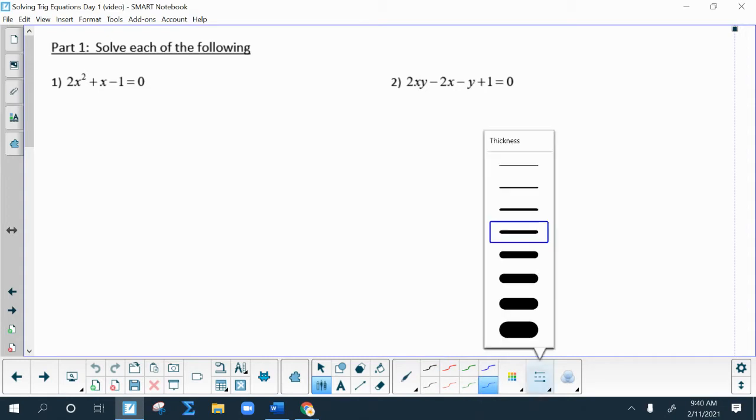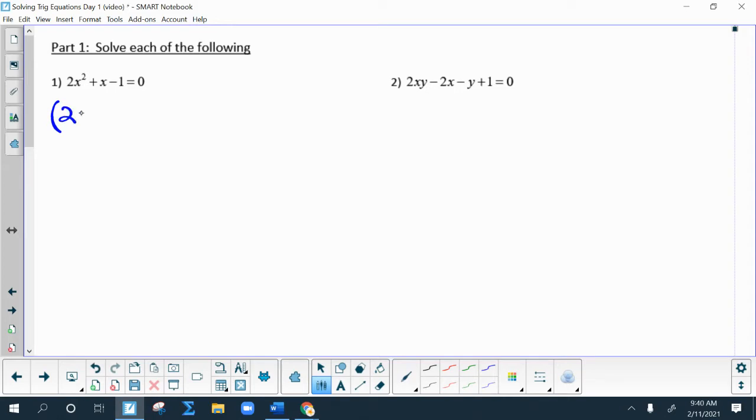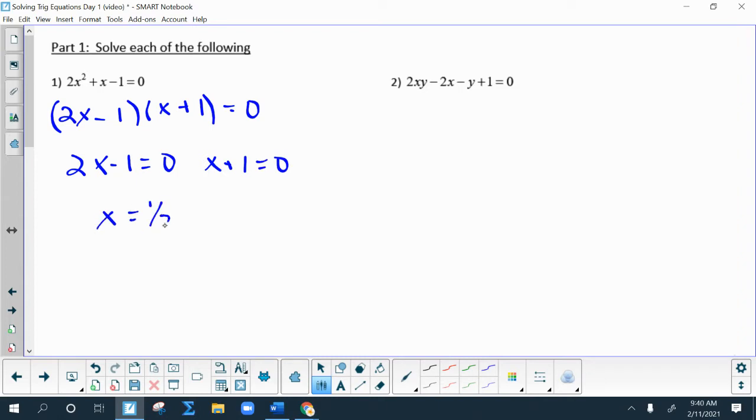Okay, so let's do this first problem where it says 2x squared plus x minus 1 equals 0. I'm going to factor this, and I get (2x minus 1) times (x plus 1). And of course, we know that when we have something factored, we can set each of the factors equal to 0 and solve for x. So we get two answers here: x equals 1/2 and x equals -1.